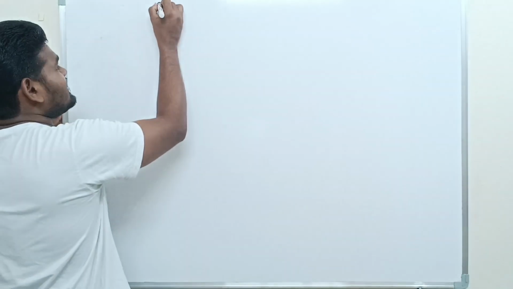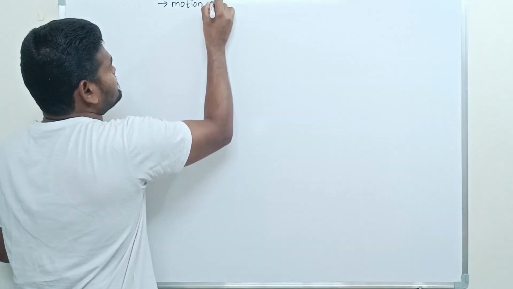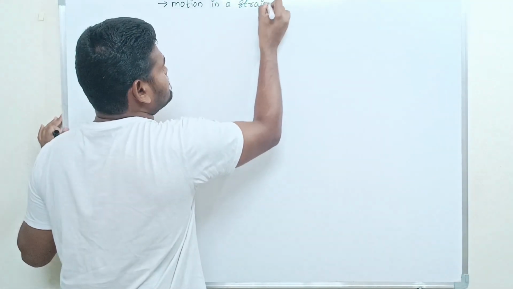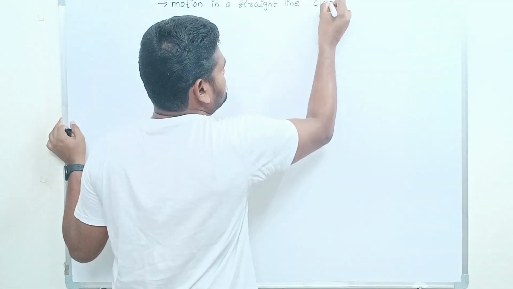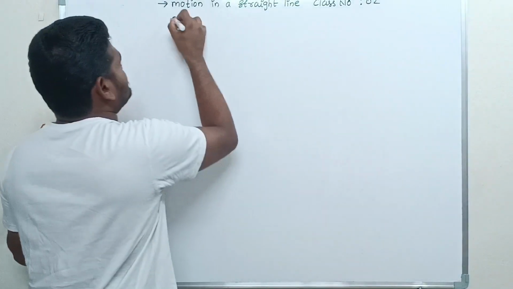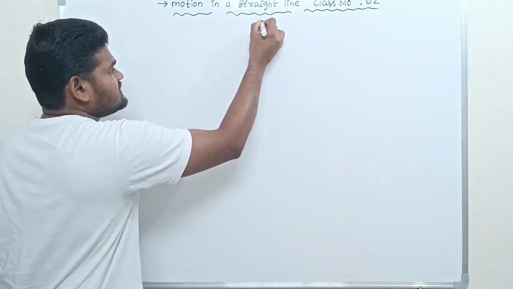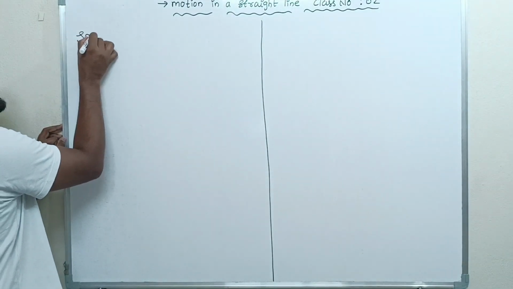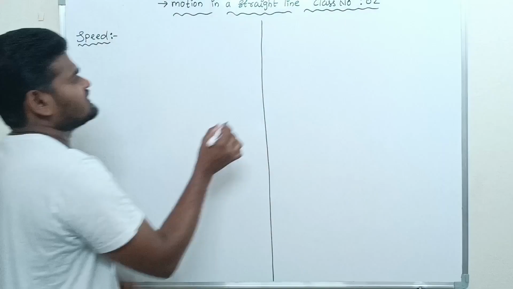So what is the session going on? Motion in a straight line, class number 2. What is the topic today? The topic today is speed and velocity. What is speed and what is velocity?